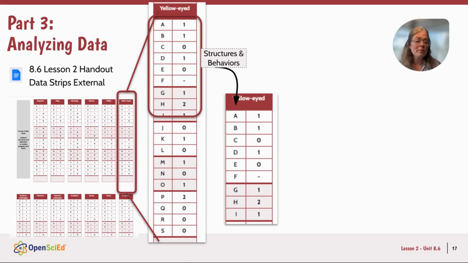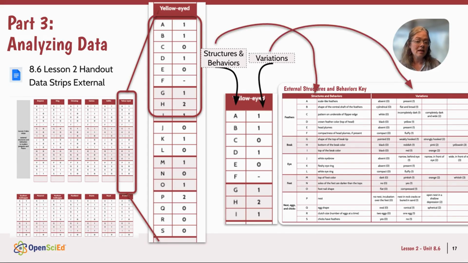On the left, this represents the structures and behaviors for this particular species. On the right, it shows the variation of those particular structures and behaviors. And you can see that on the key, the letter code and number code is translated into this overall document.